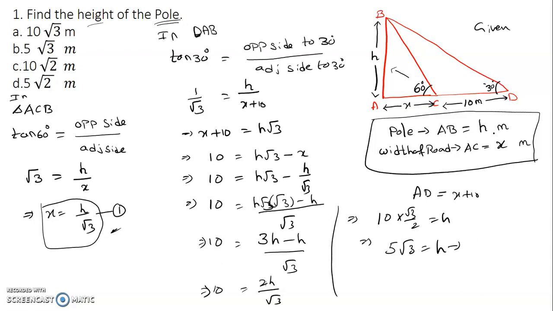H means what? Height of the pole. It is 5 root 3. So, answer is 5 root 3.